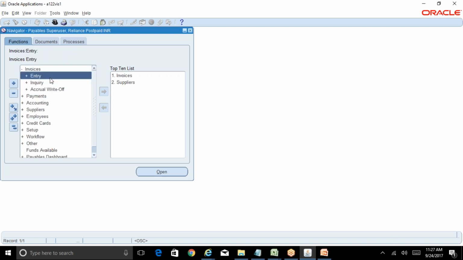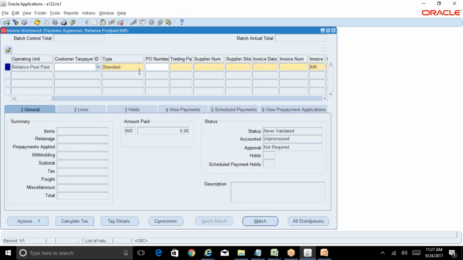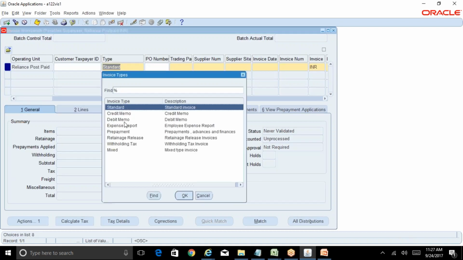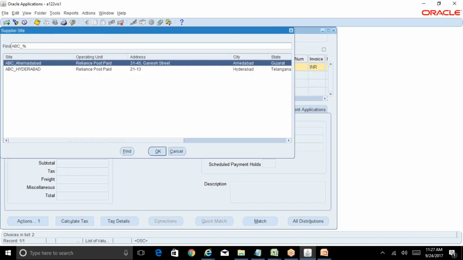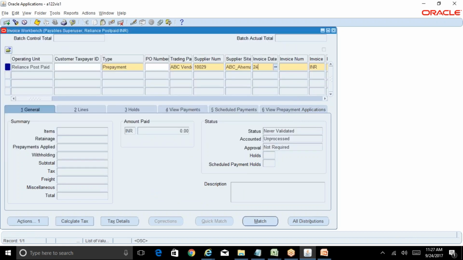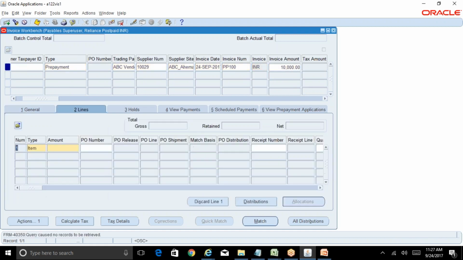So how can we do that? Invoice, entry, invoices. Prepayment is another invoice type. Prepayment. Select the vendor as ABC vendor, site ABC Ahmedabad, and invoice date is 24th of September, and the number could be anything, for 10,000 rupees. Okay, and click on lines, enter 10,000, and then click on distributions.